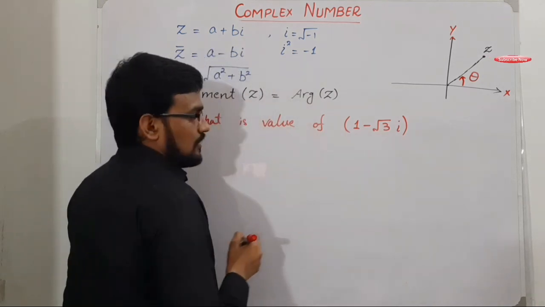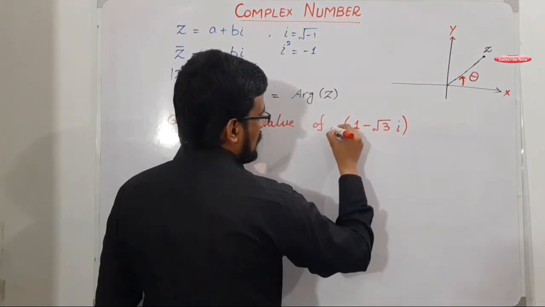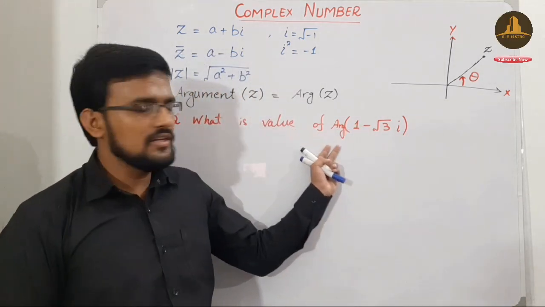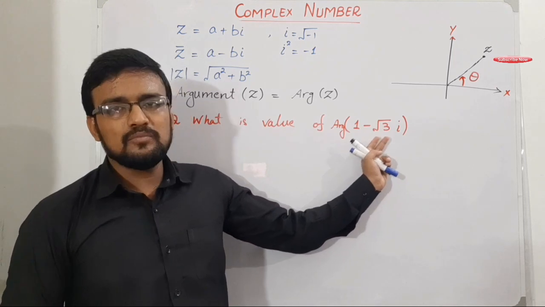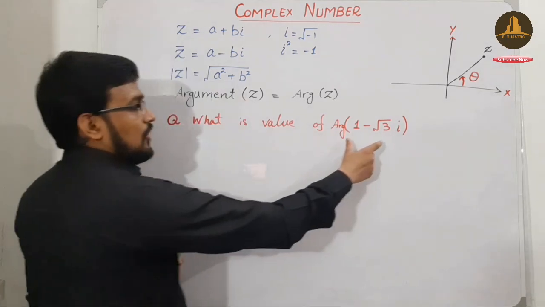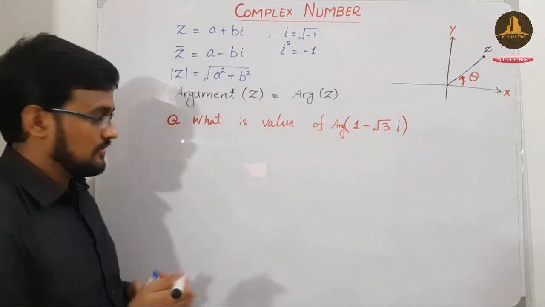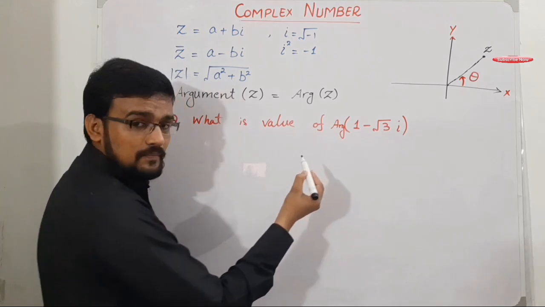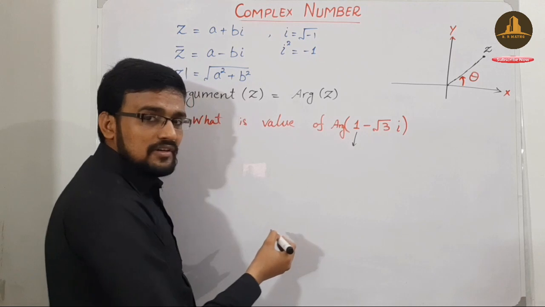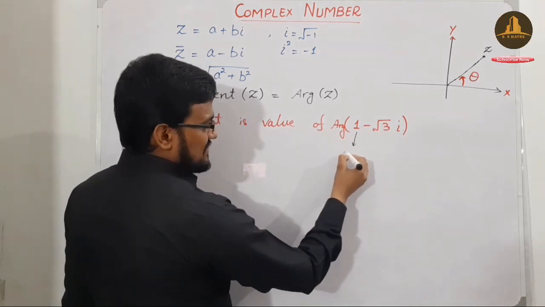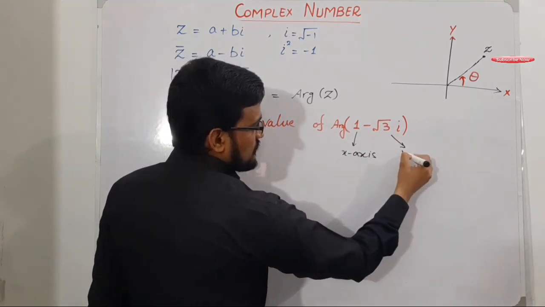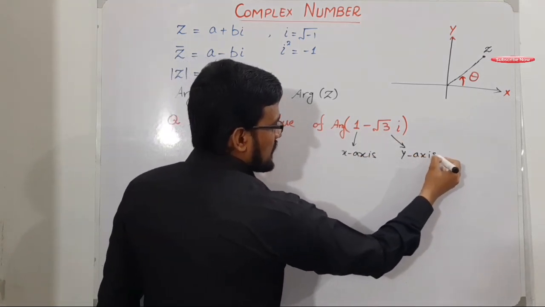Here, student, what is the value of ARG, the argument of 1 minus square root 3 iota, and how can you find this? Students, first of all, you see the real part, this one belongs to the x-axis and this belongs to the y-axis.